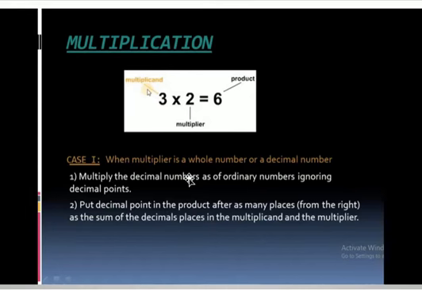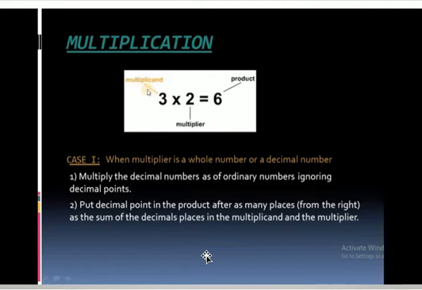Next is, how do we multiply? In multiplication you basically have two cases. You multiply two decimal numbers similarly as you multiply normal whole numbers, but first of all you have to ignore the decimal points. For example, if I am multiplying 2.7 and 3.7, I have to ignore their decimal points for a minute. 2.7 I can write as 27 and 3.7 I can write as 37.